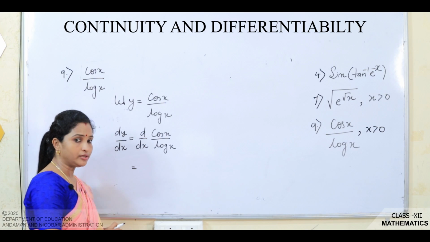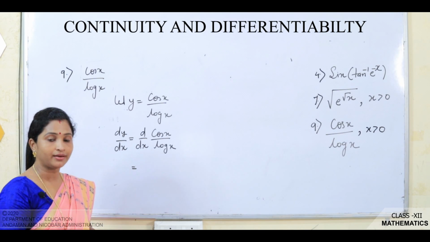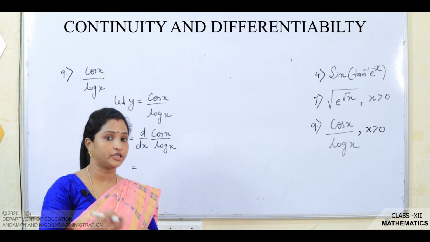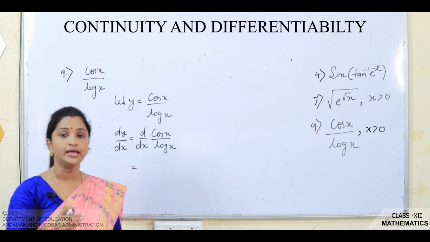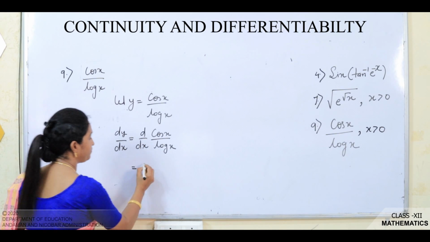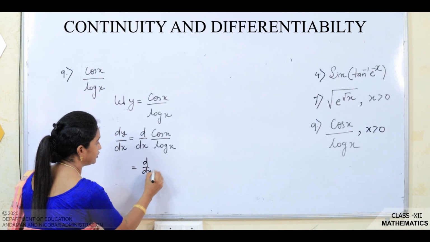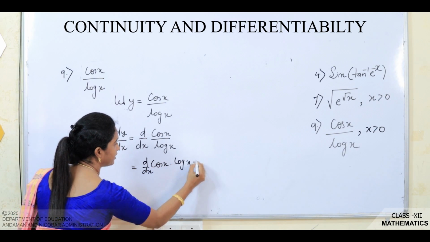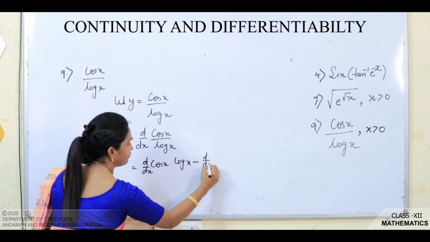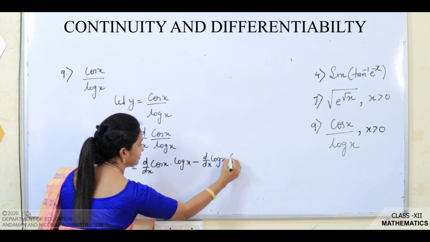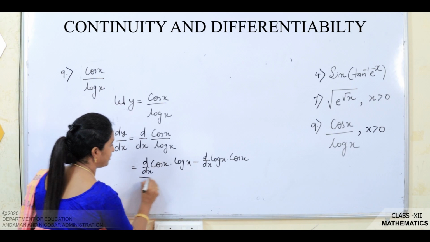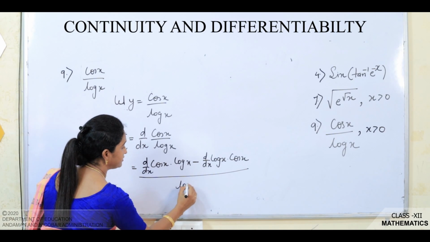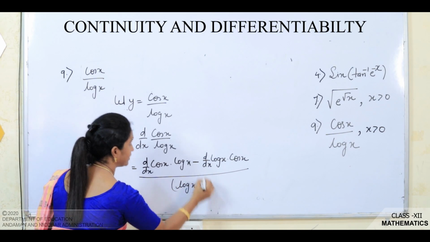So what is quotient rule? Derivative of the numerator into denominator minus derivative of the denominator into numerator by denominator square. Clear?